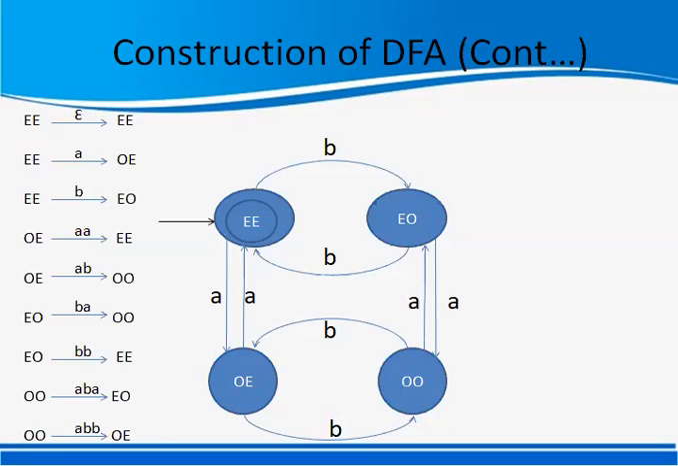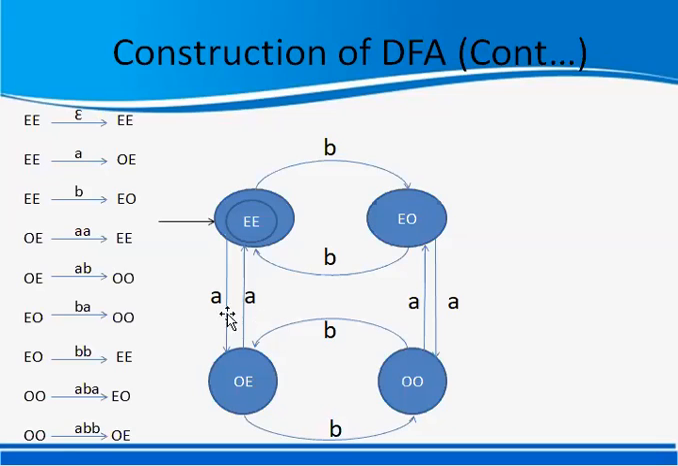Now from state OO on input B, we have the complete string ABB. It comes under the category odd number of A's, that is 1, and even number of B's, that is 2. So from state OO on input B, our next state will be OE.